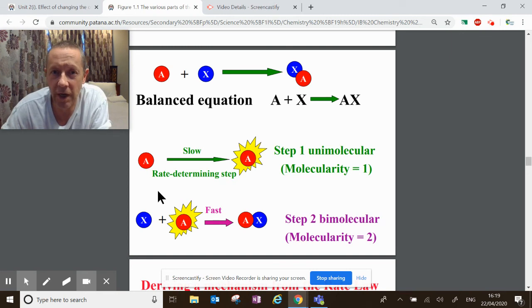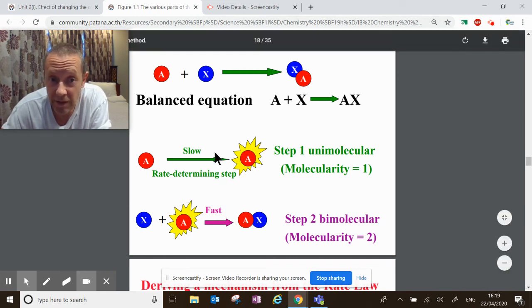So we call the slow step the rate determining step. And here we're referring to the overall rate of the reaction, the overall rate of this reaction here. This slow process is the one that controls how quickly the whole thing can happen. That's why it's called the rate determining step.